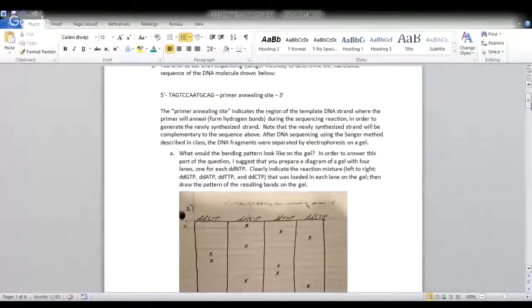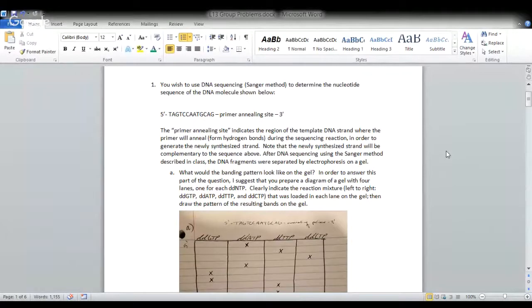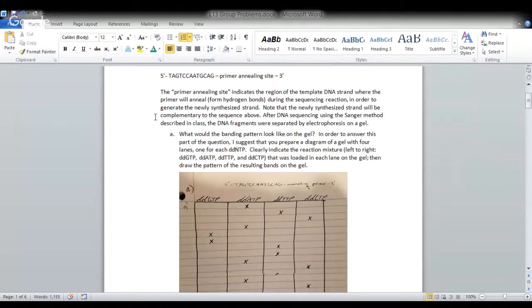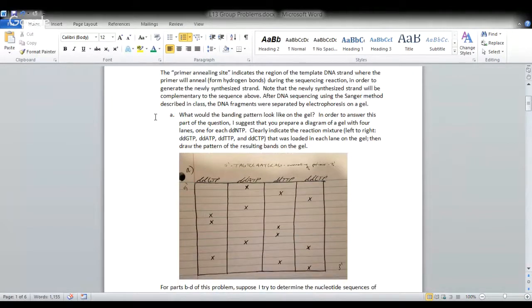All right, so number 1 is asking, you wish to use DNA sequencing to determine the nucleotide sequence of the DNA molecule shown below. And it gives us our strand right here, 5' to 3'. And then it says the primer annealing site indicates the region of the template DNA strand where the primer will anneal during the sequencing reaction in order to generate the newly synthesized strand. Note that the newly synthesized strand will be complementary to the sequence above.